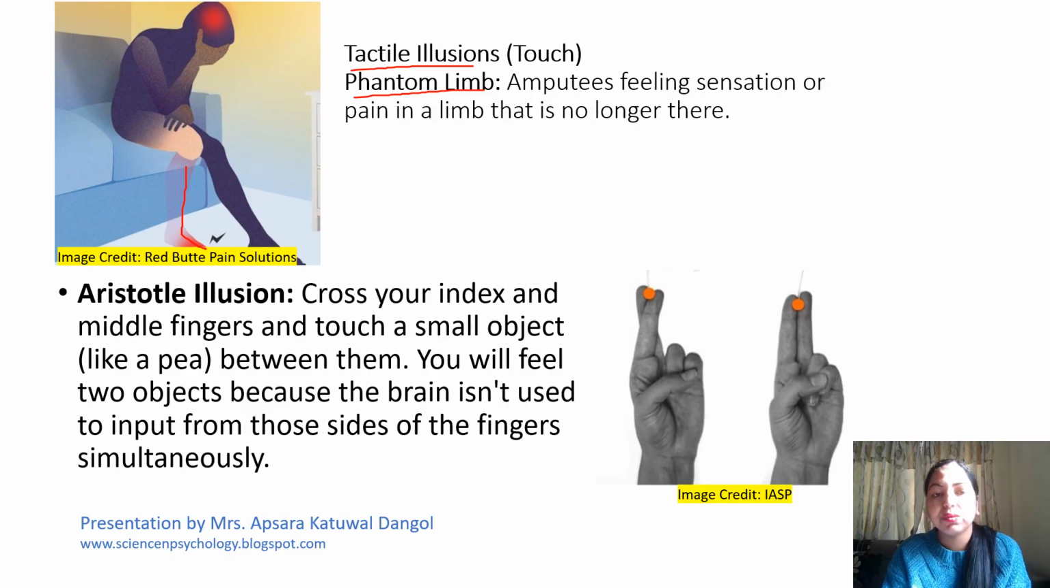And next one is the Aristotle illusion. Firstly, you need to cross your index finger and middle finger and put a certain object over here and press it. You will feel like the input is not single, it's two objects that you are using. Why? Because when you are crossing your index and middle finger and touching a small object like a pea, as shown in the figure, you feel two objects because the brain is not used to the input from those sides of the fingers simultaneously.